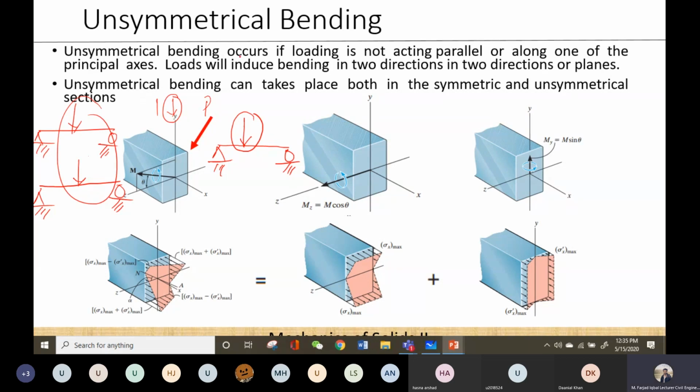Now let's move on to unsymmetrical bending. Unsymmetrical bending is the one in which the loading is not acting parallel to or along the principal axis. For example, in this cross section you can see that the load is acting at an inclination to the principal axis. Due to this load, the bending takes place around this axis, which is perpendicular to the applied loading. This is my neutral axis. So the bending is taking place around this axis.